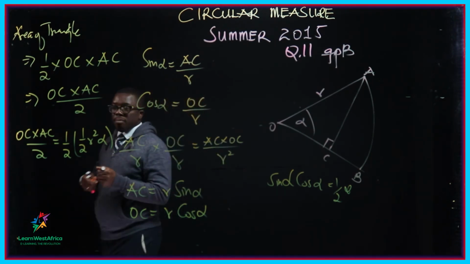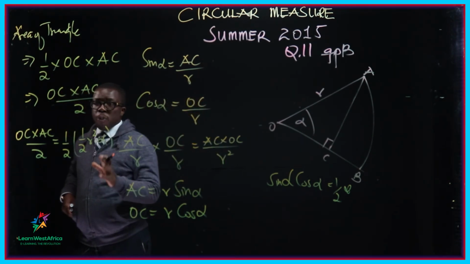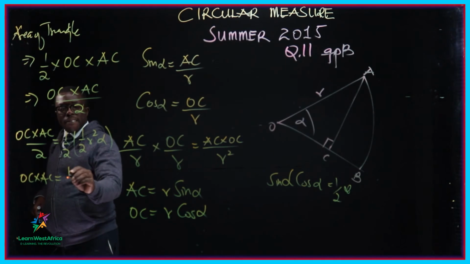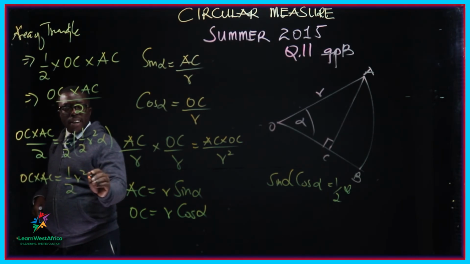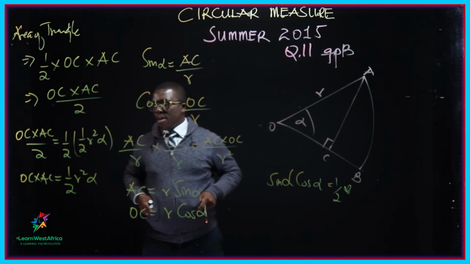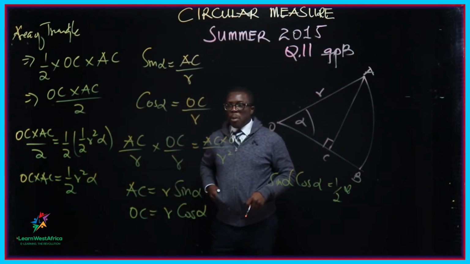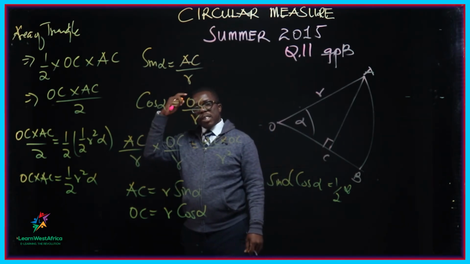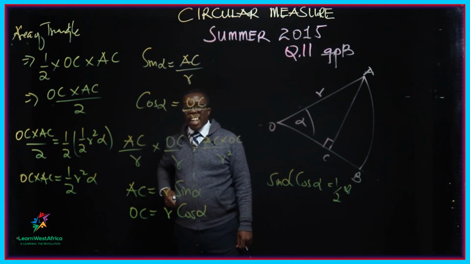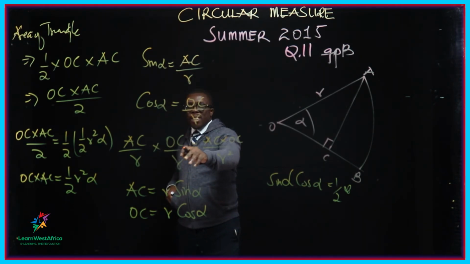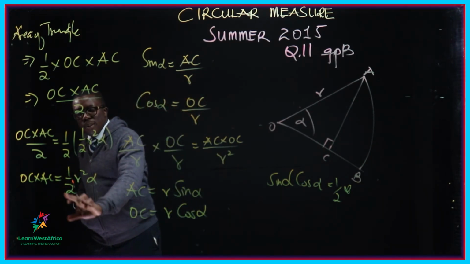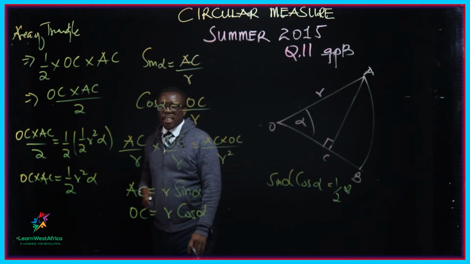Okay? Hope you are fine. So with that, we can say that our OC times AC will be half R squared theta, because the 2 just cancel off. But now, watch in our expression. OC times AC is equal to half R squared theta. And we were looking for the product OC times AC all over R squared. So what we simply have to do is take the whole of this and divide by R squared and see what we'll get.